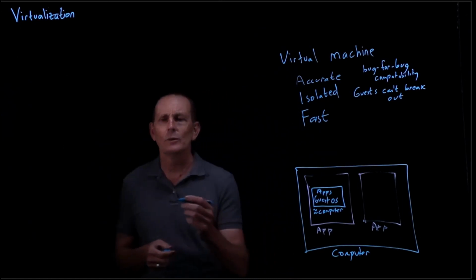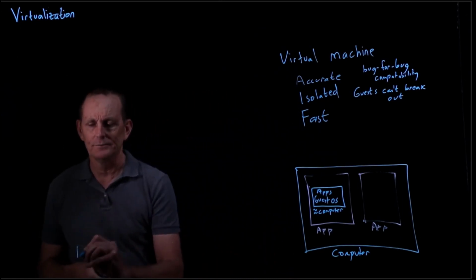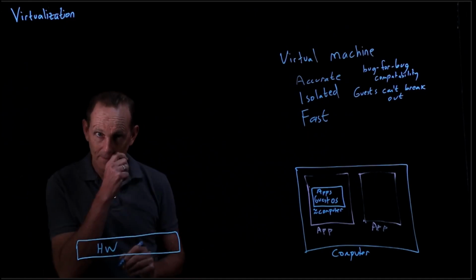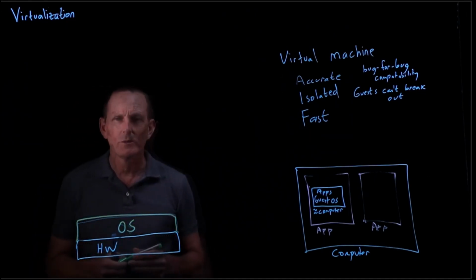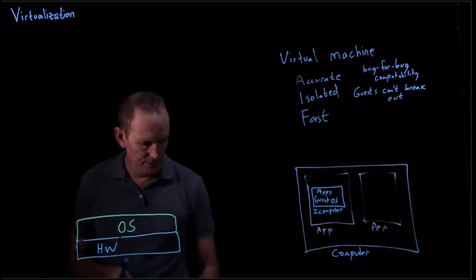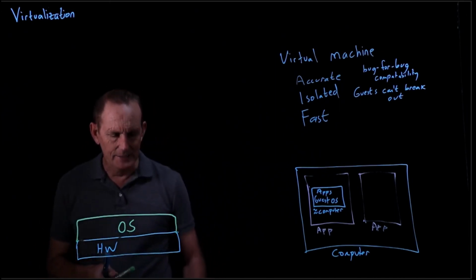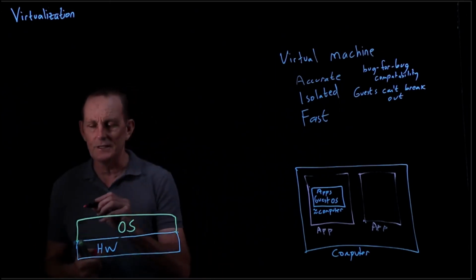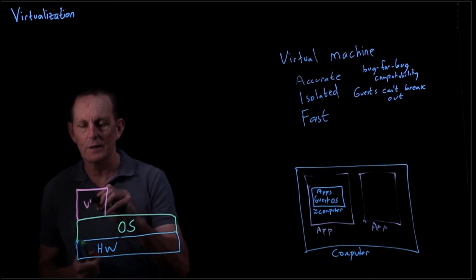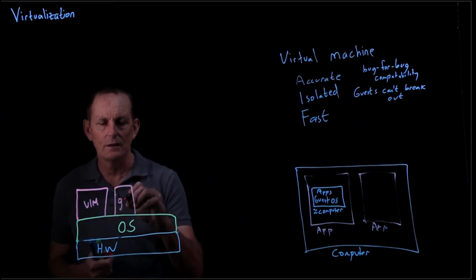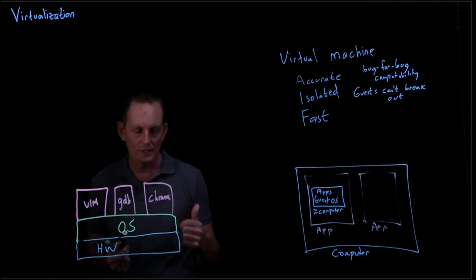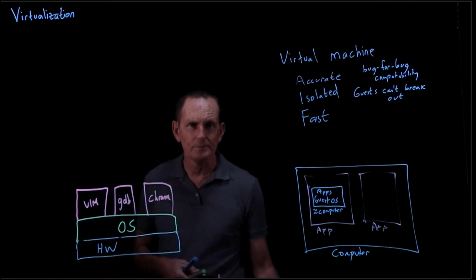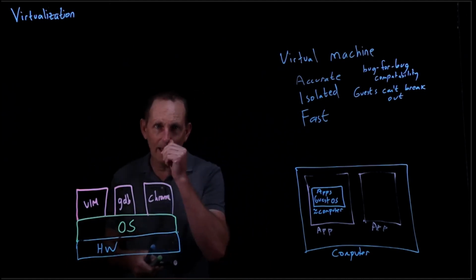So what do we get? At the bottom level, we have our hardware. On top of the hardware, we have an OS. And then on top of that, we have applications, so for instance, we might have Vim, GDB, and so on. That's our traditional single operating system approach. Now, how does this change?